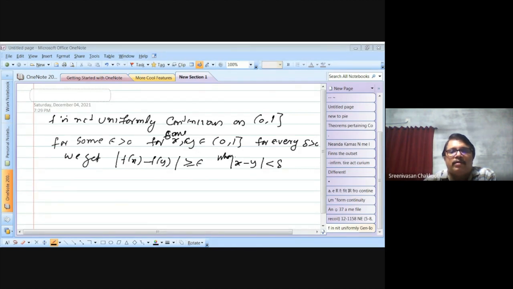When mod x minus y is less than delta. That is, there exists an epsilon greater than 0 such that for every delta greater than 0, and for some points x, y in the semi-closed interval (0, 1], modulus of f of x minus f of y is greater than or equal to epsilon, though mod x minus y is less than delta.